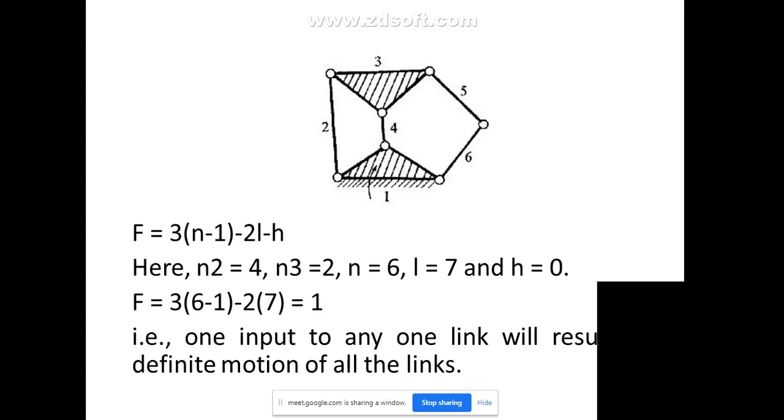Okay, so move on. Next problem, you can see. In this case, I have now taken a ternary link also. You can see that ternary link.